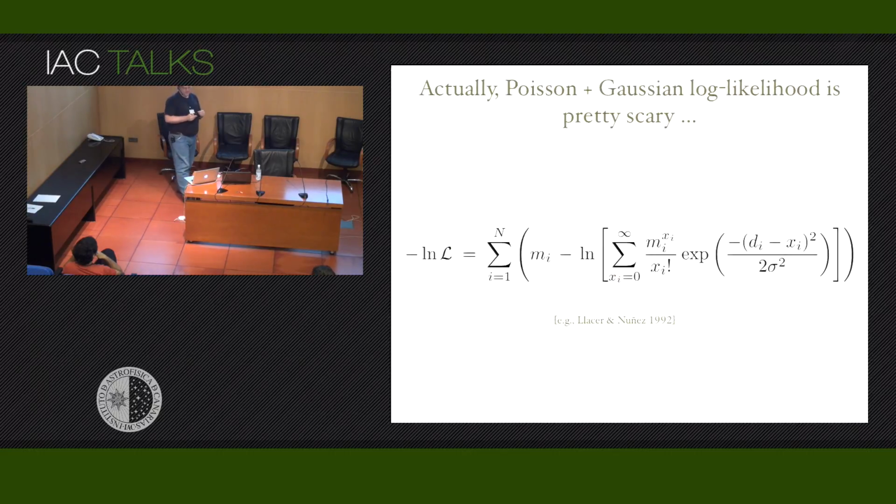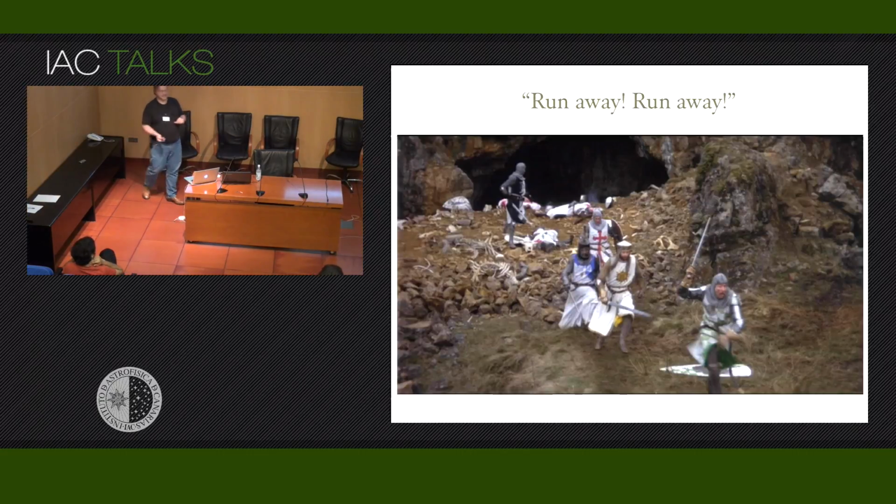Unfortunately, it actually looks like this. And I stick this up here basically just to scare you. This is the minus log likelihood of the proper combination of Poisson and Gaussian statistics. For each pixel, you have to compute the infinite sum, the product of two exponential functions, and a factorial. So my reaction when I tracked this down and saw the proper expression was essentially this. Let's not go there.